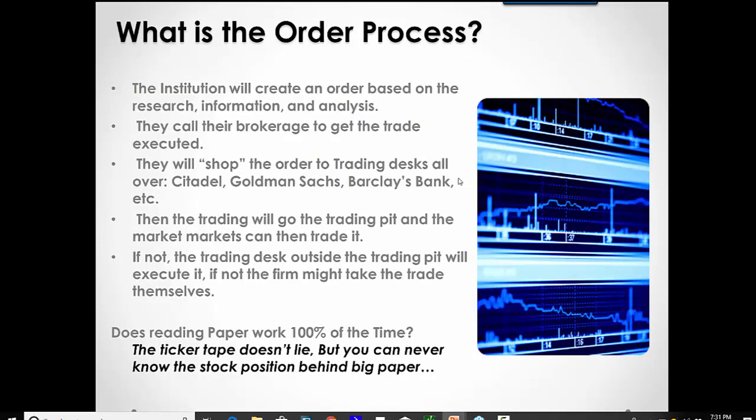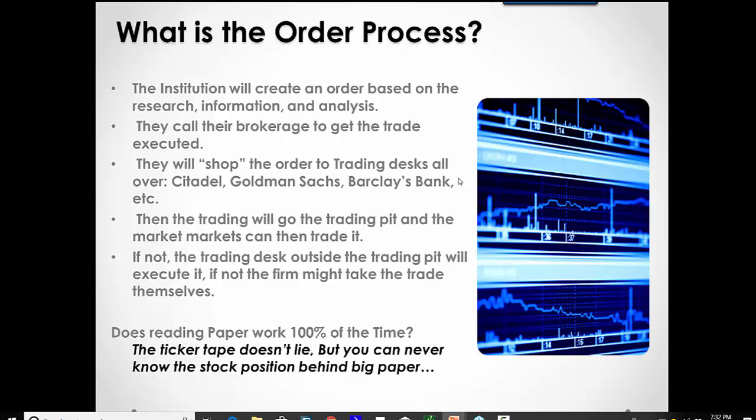So you say, what is the order process? How are these trades made and how can I get these trades? The institution will create a trade based on research, information, and analysis. They will then call their broker to get the trade executed. That broker will then shop their order to Citadel, Goldman, Barclays, Morgan, and Merrill. So basically, an institution will come up with a trade based on research, information, and analysis. They'll go to their option guy.